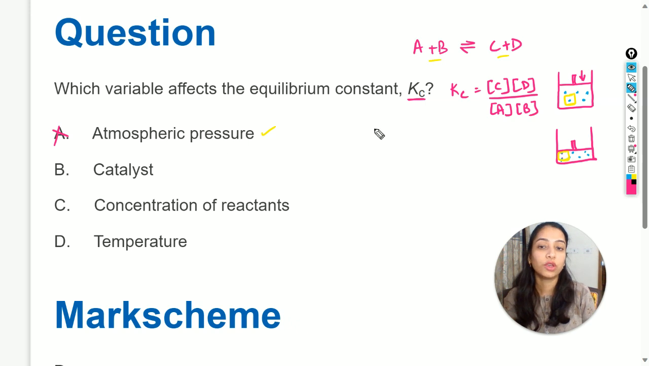Next is catalyst. So if we add the catalyst in this system, it will increase the rate of the forward reaction as well as the backward reaction equally. So it will not change the equilibrium constant value, as well as it will not affect the position of the equilibrium. Means it will not shift the equilibrium in any direction. So this is also the wrong option.